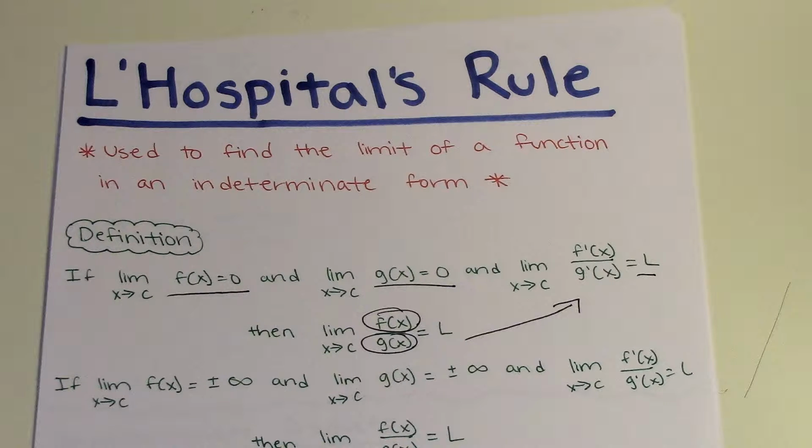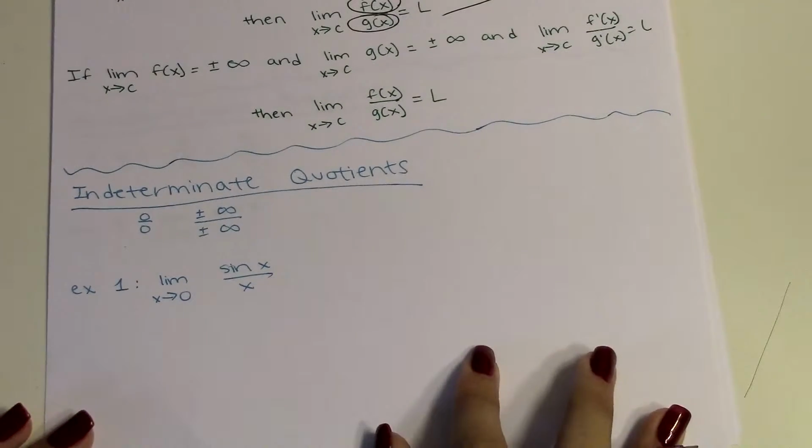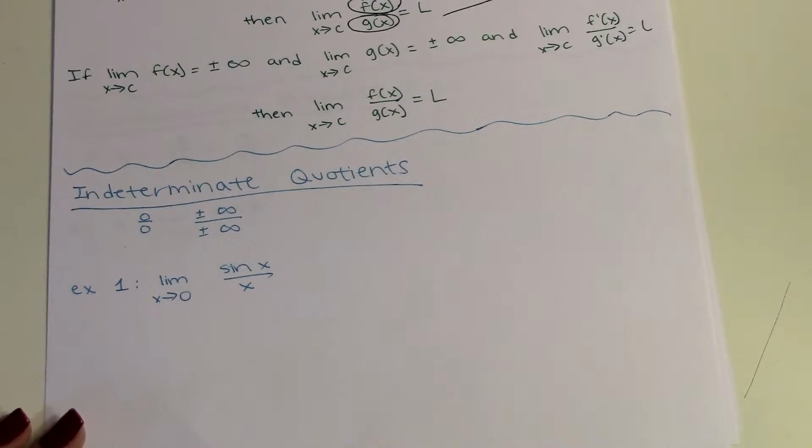And a common mistake here is when you're finding the derivative, do not use the quotient rule to find f of x over g of x. This is the derivative of f of x over the derivative of g of x, so make sure not to do that. So let's start with indeterminate quotient. So that is when we get a 0 over 0 or a positive or negative infinity over positive or negative infinity.